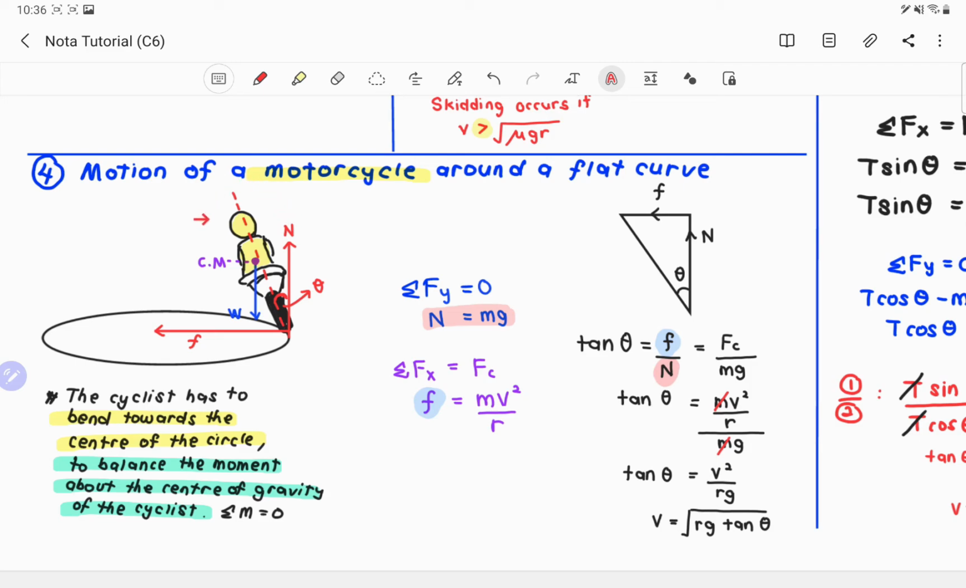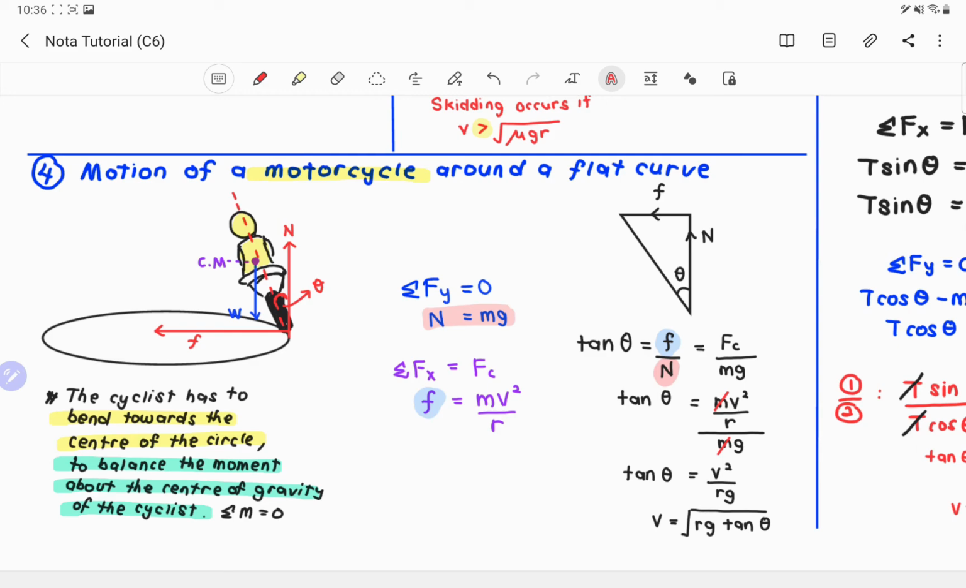Okay, so if we draw the FPD, we have the normal force di mana tayar tu contact dengan ground naik atas, but then the weight dia akan daripada center of mass, in which center of mass for human, untuk human being adalah di pusat. Okay, dan kita akan nampak dia ada angle yang dia senget.